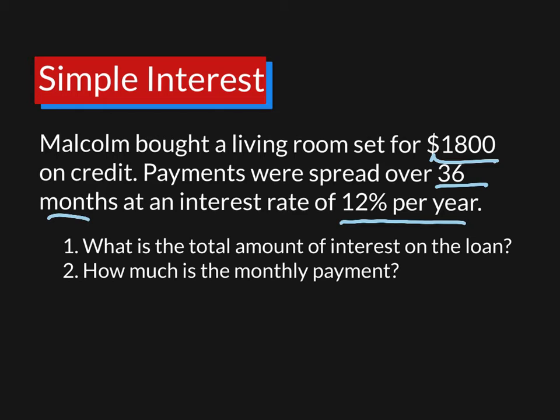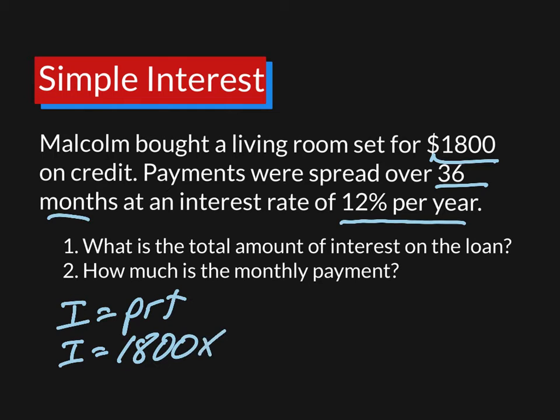Okay, so to find the interest, the formula, as we know, is I for interest equals P for the principal, R for the rate, T for the time. And again, since they're just beside each other, that means to multiply. So let's insert the values. So the principal is $1,800 times the rate, which is 12%.